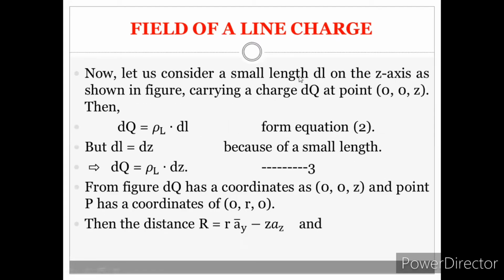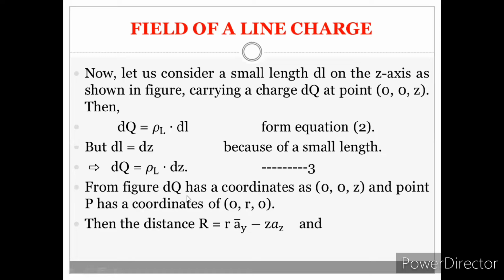Now let us consider a small differential length on the z-axis at a distance of (0, 0, z), because it is present on the z-axis, only the z parameter will be present. And dq is given by rho L dl, as we already saw, but what is dl? Differential length on the z-axis, so dl is dz. Replace dl with dz, so dq is rho L dz. That will be equation 3.